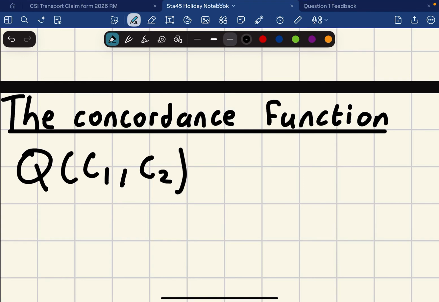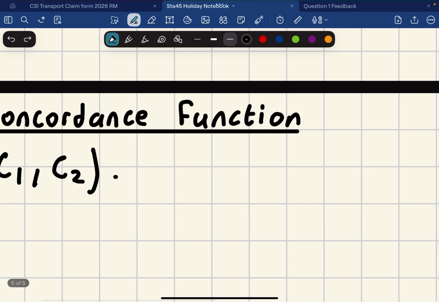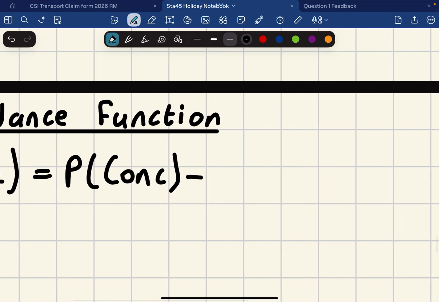The concordance function measures the extent to which two variables move in the same direction. So if I have this thing here, it translates to the probability of concordance minus the probability of discordance. Obviously, that means discordance is the opposite of concordance, right?